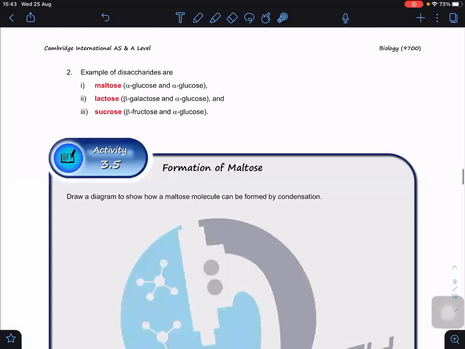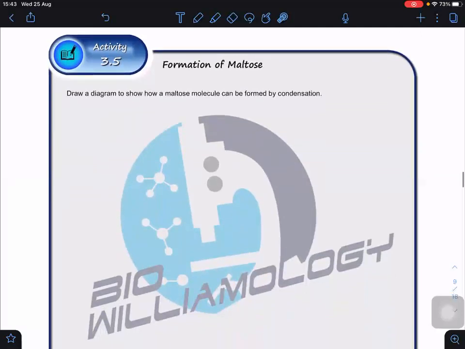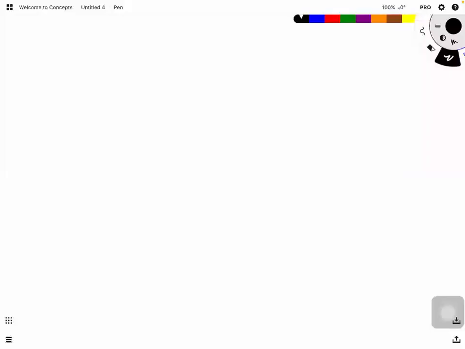So we need to know maltose must be glucose, and must be alpha glucose with alpha glucose. So I'm going to draw it out. You can draw it in this activity 3.5, but I will draw it out in another place. So first of all, I'm going to draw two glucose molecules, but I'm going to draw skeleton versions rather than a full version, because the full version is quite messy, more things we have to put, and more complicated when you look at it.